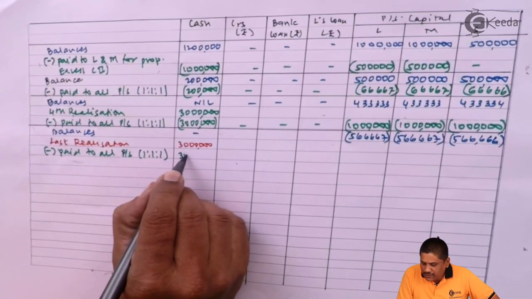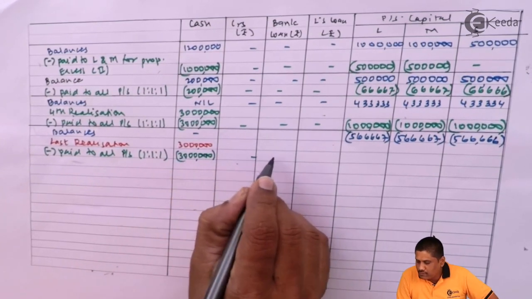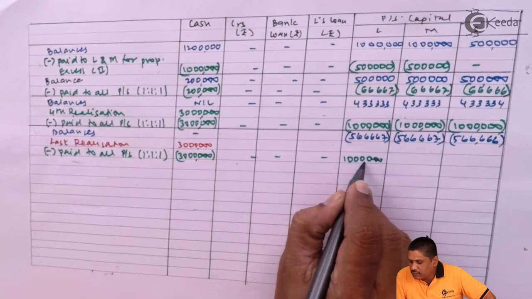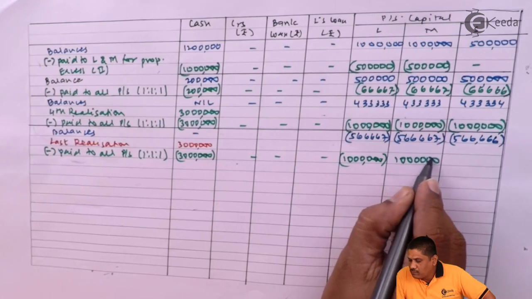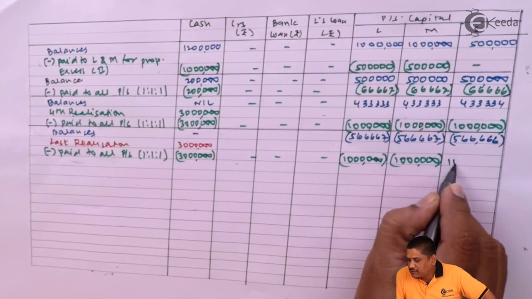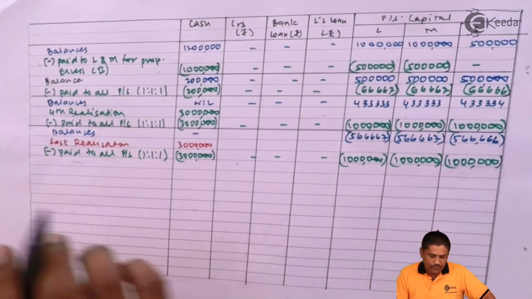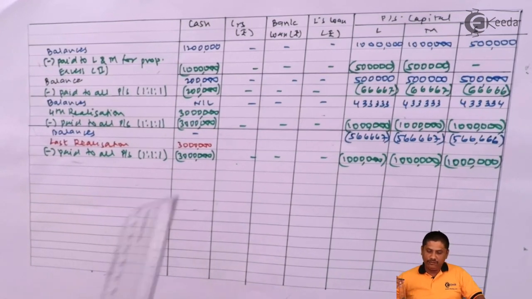1:1:1. Will it be 30 lakhs? So it will be 10 lakhs, again 10 lakhs and again 10 lakhs. Okay, so I think our cash balance has become zero. Let's find out how much is final negative capital of the partner.